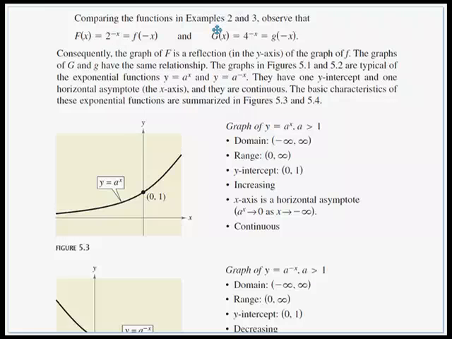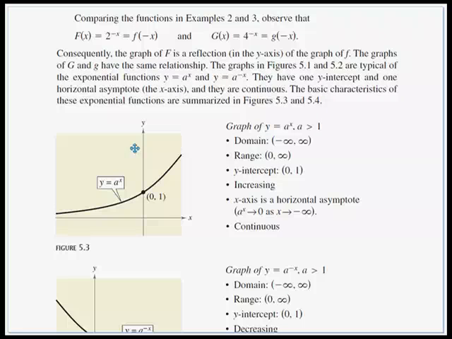So if we compare examples 2 and 3, we can observe that our original function f of x was 2 to the negative x. That's the same thing as f of negative x. And the same for g of x. If g of x is 4 to the negative x, then that's the same thing as g of negative x. Consequently, the graph of capital F is a reflection about the y-axis. The graphs of g and lowercase g have the same relationship.